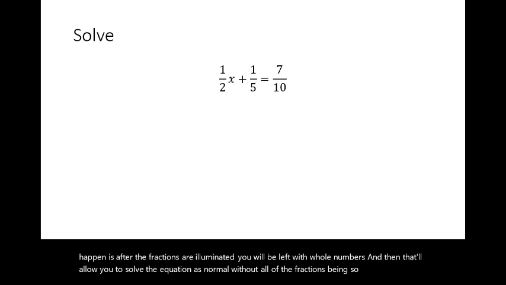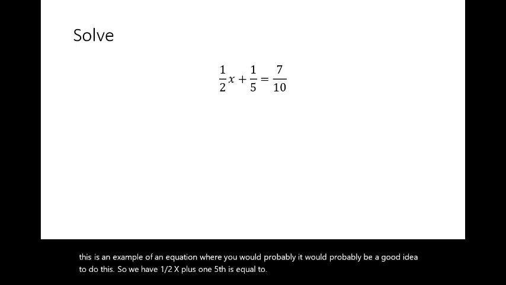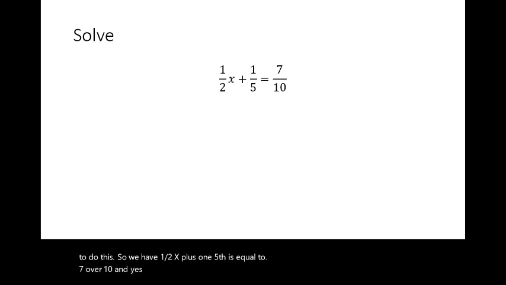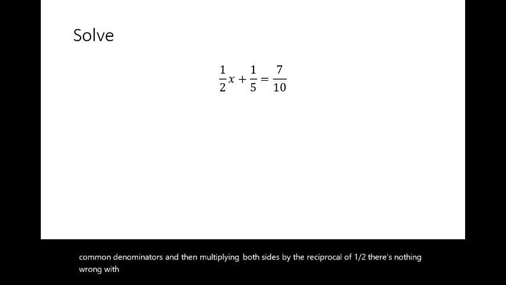So this is an example of an equation where it would probably be a good idea to do this. So we have 1/2 x plus 1/5 is equal to 7/10. And yes, you can solve this by subtracting 1/5 from both sides and finding those common denominators, and then multiplying both sides by the reciprocal of 1/2. There's nothing wrong with that. But I'm going to show you how this little shortcut can make your life a little bit easier and eliminate the fractions so that you don't have to deal with them.